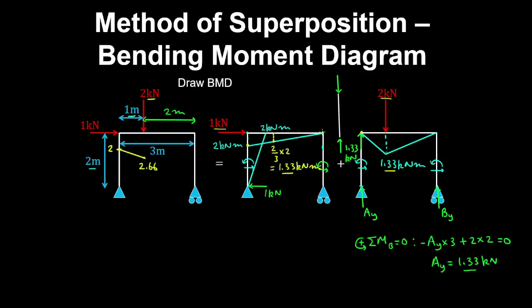Now at the other end, we have 0 plus 0, so the bending moment at the joint is 0 in the beam. And now for the right hand column, we have 0 plus 0, so the bending moment in the right hand column is 0. And for the left hand column, we have 2 kilonewton meters plus 0 is 2 kilonewton meters.